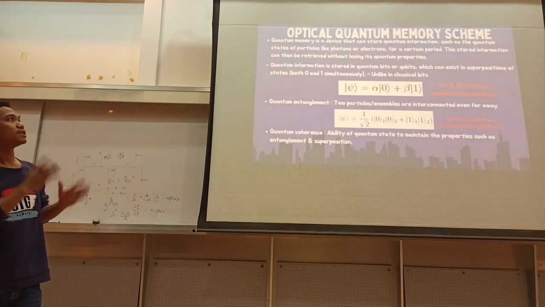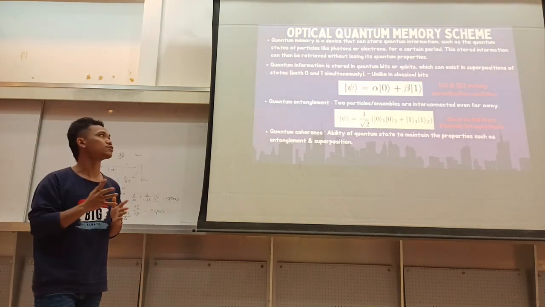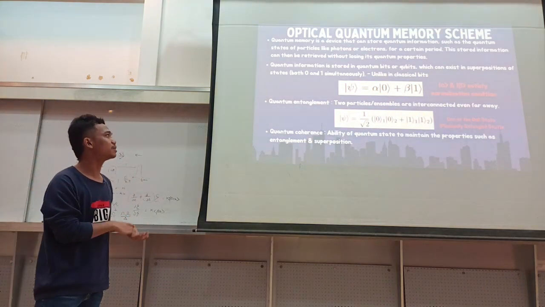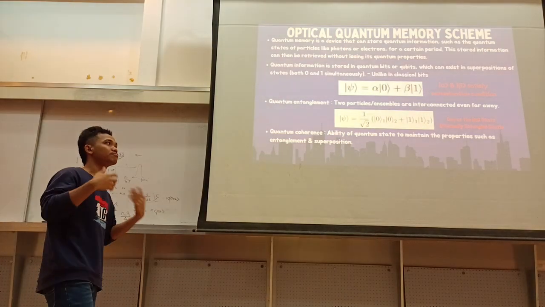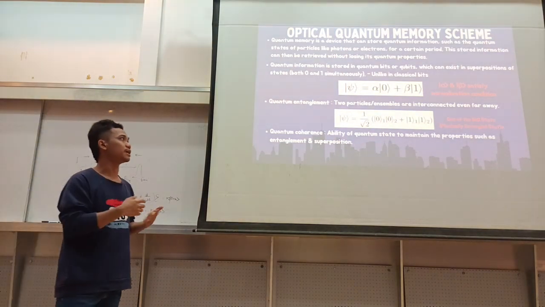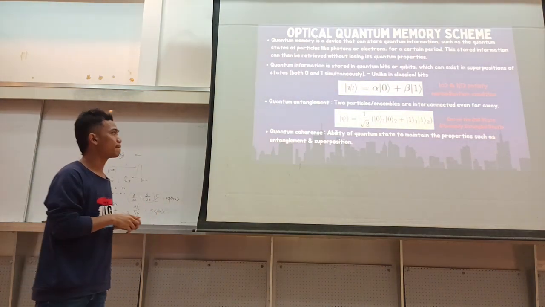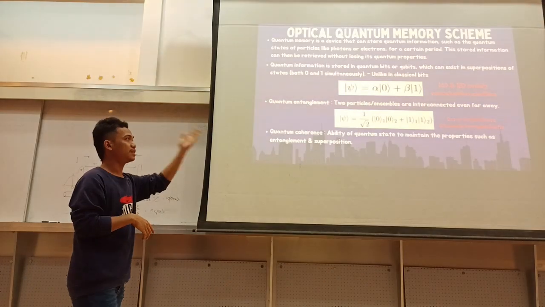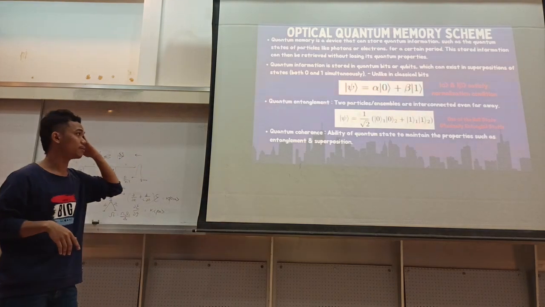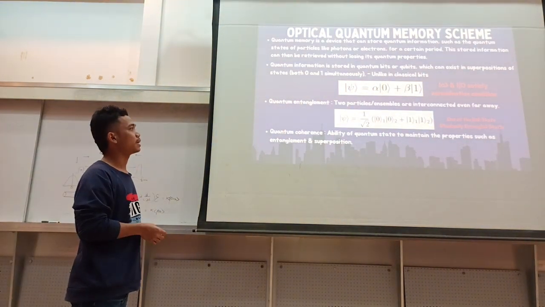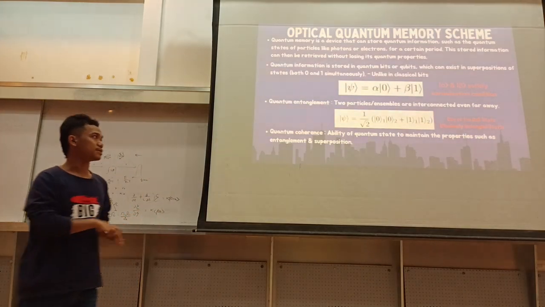And for this quantum memory scheme, or I could say quantum repeaters, we could implement quantum entanglement later on, whereby two particles, or in this presentation, I will show the ensemble of atoms, are interconnected even from a far away distance. I think you are familiar with this state. This is one of the Bell states, also known as a maximally entangled state. Later on, I will show how this entangled state is produced.